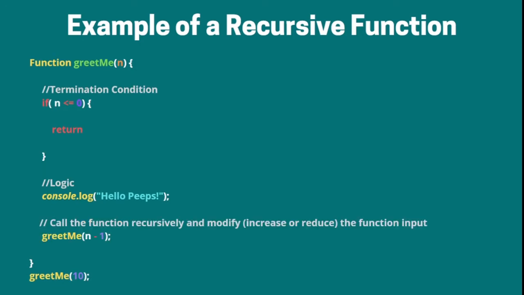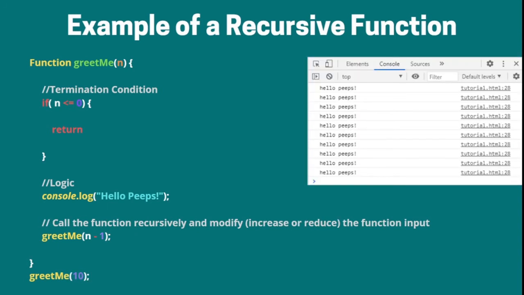The third thing is we call the function recursively and modify either you increase or you reduce your function's input. And in this case, we are reducing the function's input. In another case, as long as you do your code right and the termination condition is right, you can increase the size. And then we call the function out here and we give it an argument of 10. And we can see it here, it prints hello peeps 10 times.